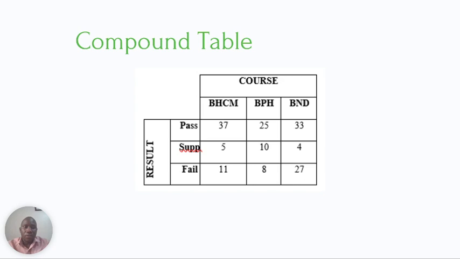Okay, so here is an example of a table. This one is what you can term a compound table. It shows you the different courses and the number of students who have passed, those who have failed, and those who are due for supplementary exams. So this is an example of what you can call a compound table.